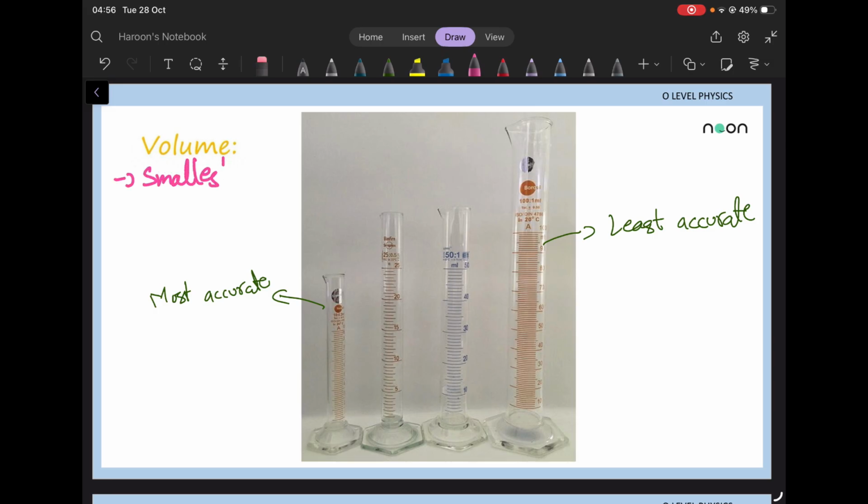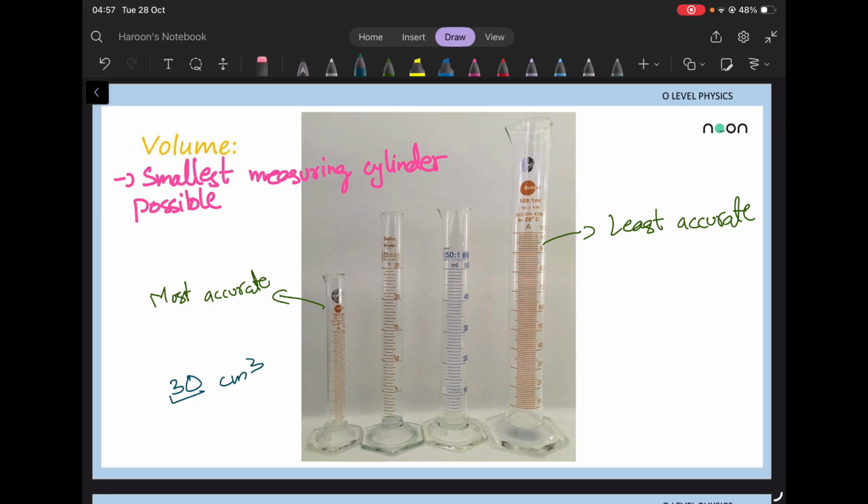The smallest measuring cylinder possible is the best. That gives us the best answer. But we also need to look at the range it measures, right? So for example, I have a stone that has a volume of somewhere around 30 cubic centimeter. I don't know the exact value, but I just say it is in the ballpark of 30.